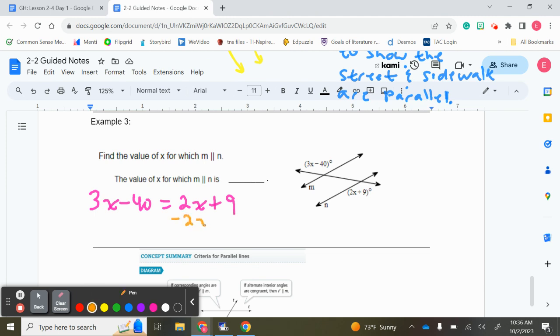So I'm going to subtract the 2x from each side. That leaves me with x minus 40 equals 9. And then I'm going to add 40 to each side. So I get x is equal to 49. So what this is telling me is that if I did this correctly and I substitute this in, these two are going to be congruent. If I want to check that out, I would just substitute it in, make sure it works in case I feel I made a mistake.